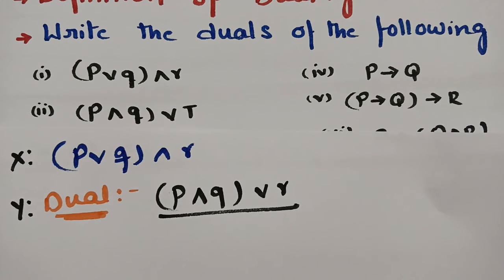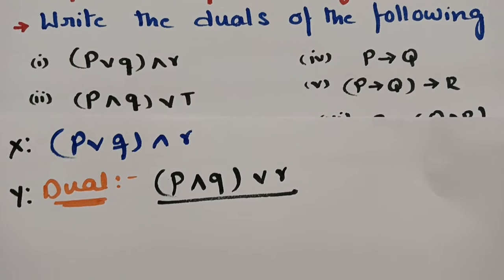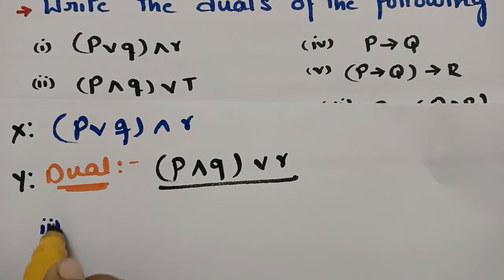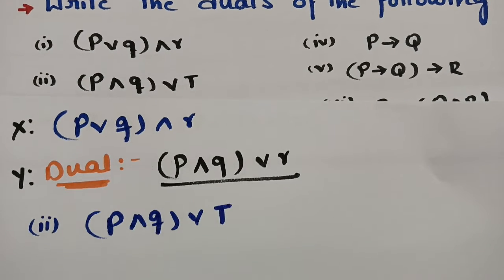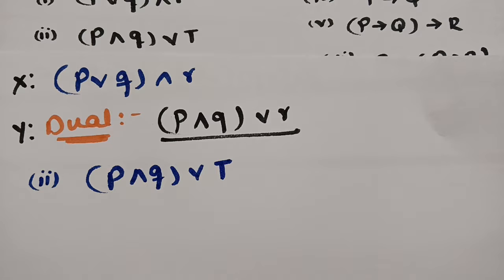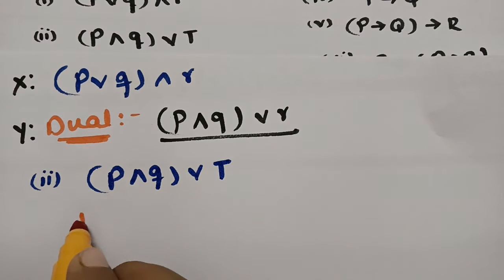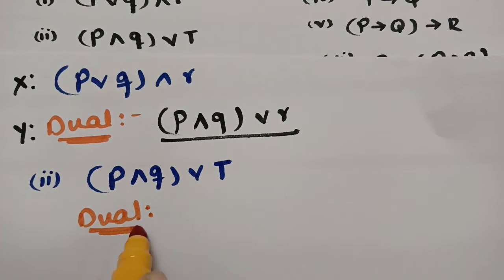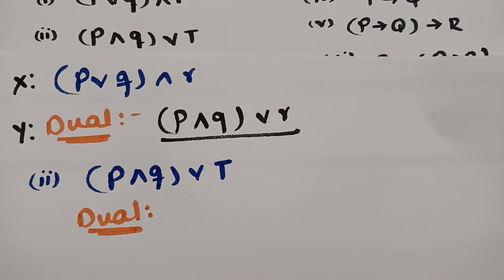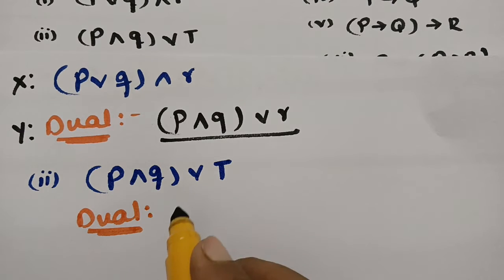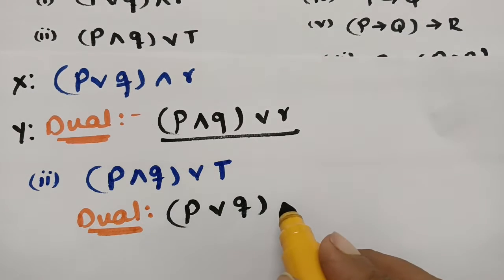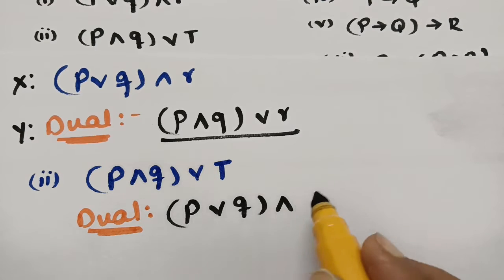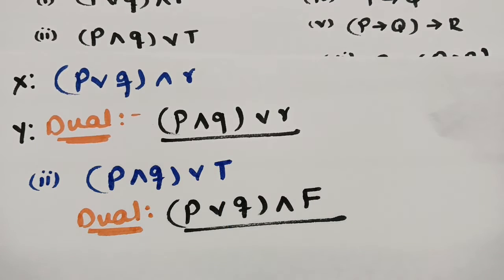The next one is the second question. P and Q or true. See here, P and Q or true. What will be the dual? The dual statement is obtained by replacing and by or, or by and, true by false. So here there is and, keep it or. Here there is or, keep it and. There is true, and you have to replace it by false. So this is the dual for the given second statement.